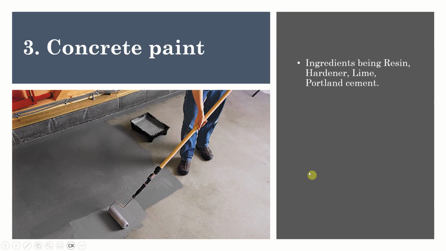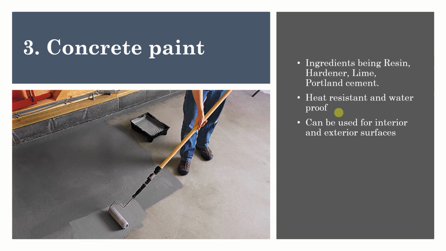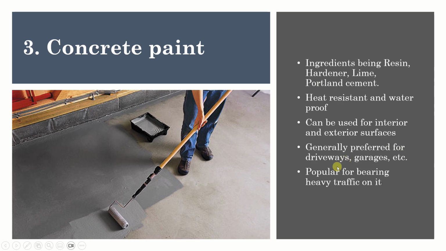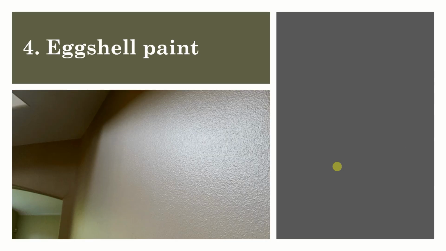Concrete paint is applied on concrete surfaces, with ingredients being resin, hardener, lime and Portland cement. Heat resistant and waterproof, it can be used for interior and exterior surfaces. It is generally preferred for driveways, garages, etc. So it is popular for bearing heavy traffic.